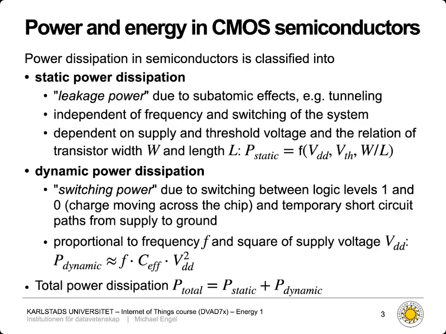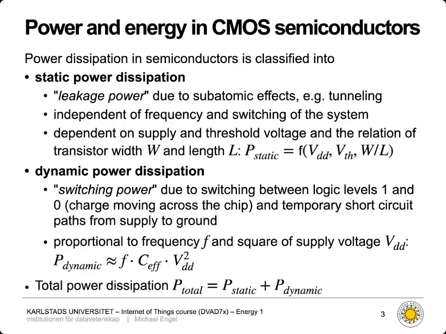So, if we look at CMOS semiconductors, which are at the heart of most electronic components we use today in the IoT, we actually first need to look at the power that's dissipated by the device. So power is voltage times current multiplied, and the power dissipation in semiconductors can be more or less classified into two parts that play together.